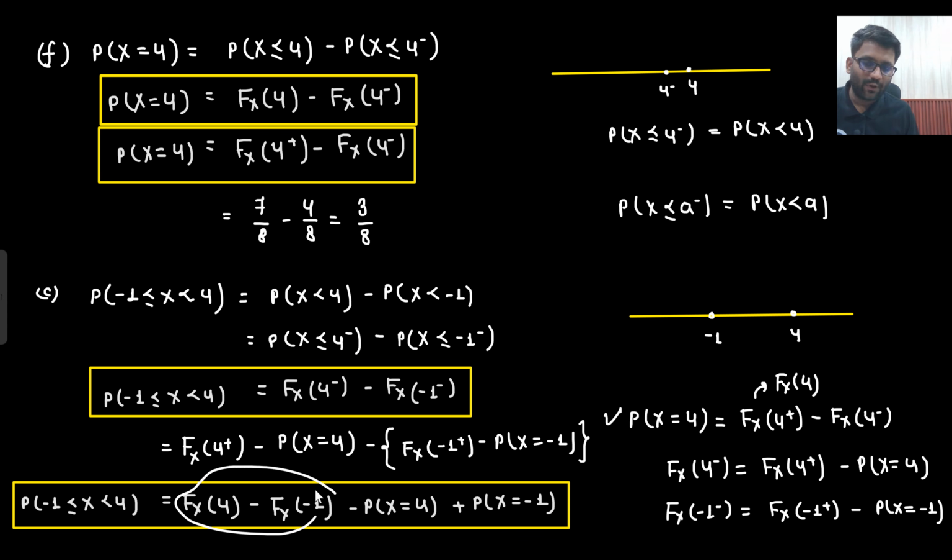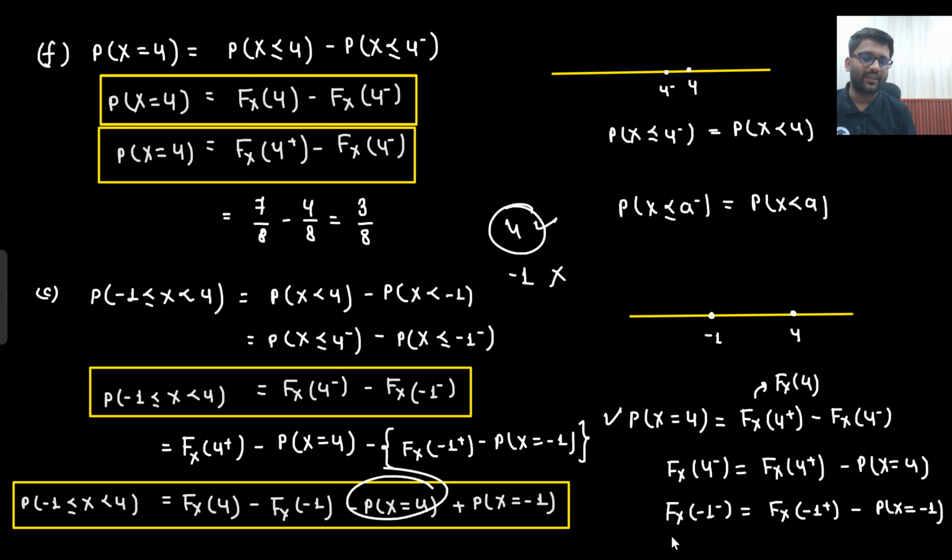So in this particular thing, what do you see? That 4 has been included and minus 1 is not included. But what do you want? 4 should not be included, but minus 1 should be included. That means you will add up the probability of minus 1, but you will subtract the probability of 4. Is that clear to you or not?